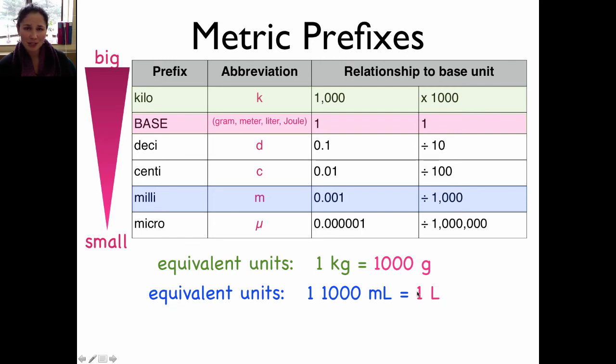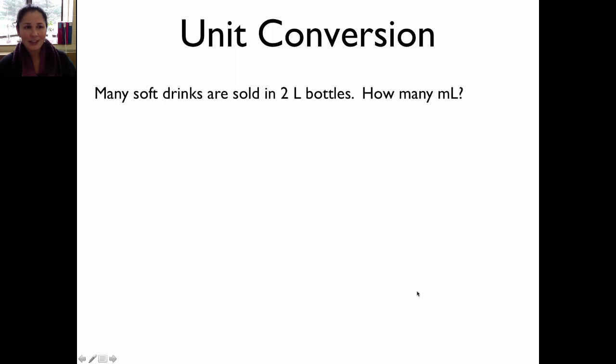Number 3 is a very simple example of a unit conversion problem. It's asking you to convert liters into milliliters. The question says, many soft drinks are sold in 2-liter bottles. How many milliliters are in this 2-liter bottle? So what the question is really asking us to do is to convert liter into milliliter.